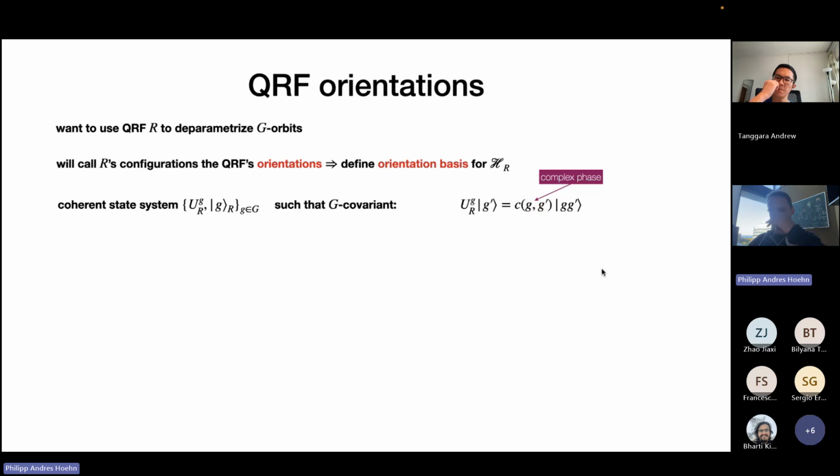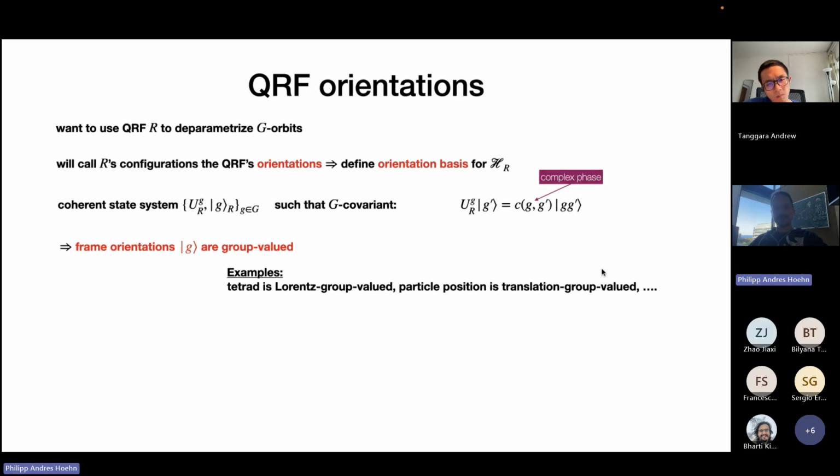So the phase is not going to be very important. And so basically the gauge group runs through these configurations. What this means is that we really label the frame orientations by the group elements. At first that might seem surprising, why would you do that? But when you have a kind of perfect or complete reference frame, then that's really what happens.